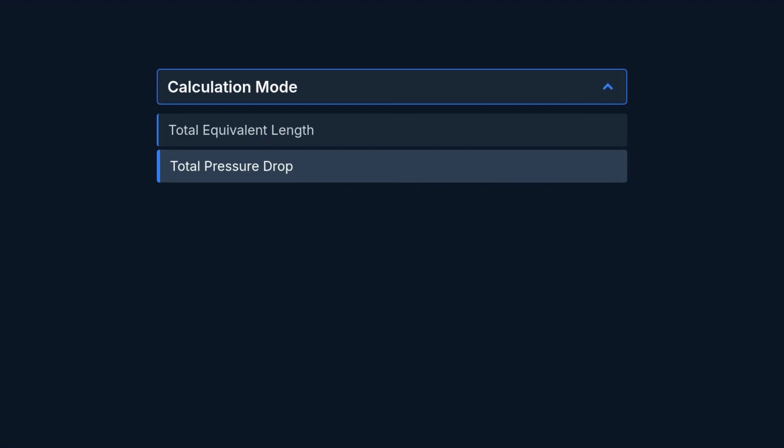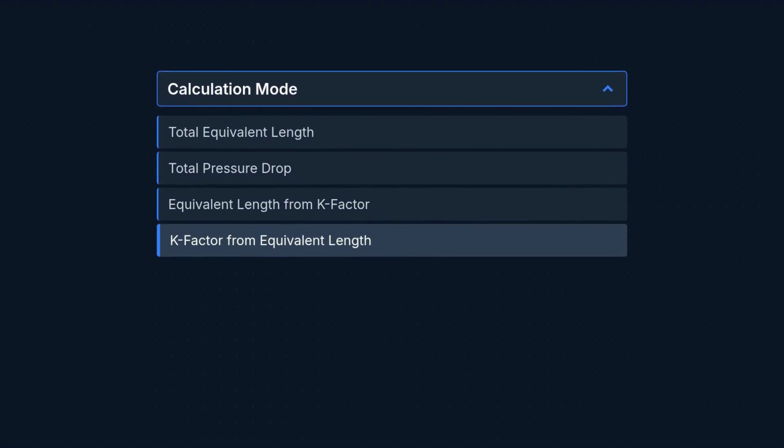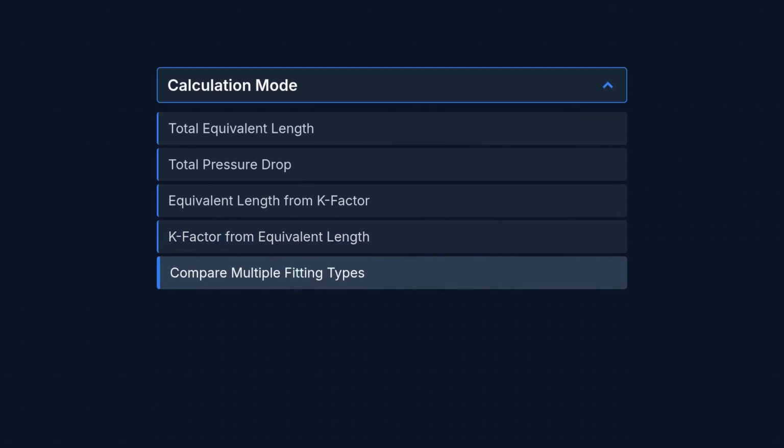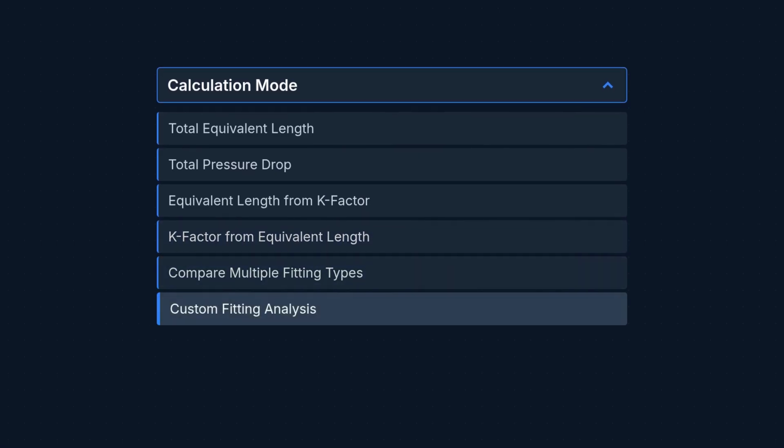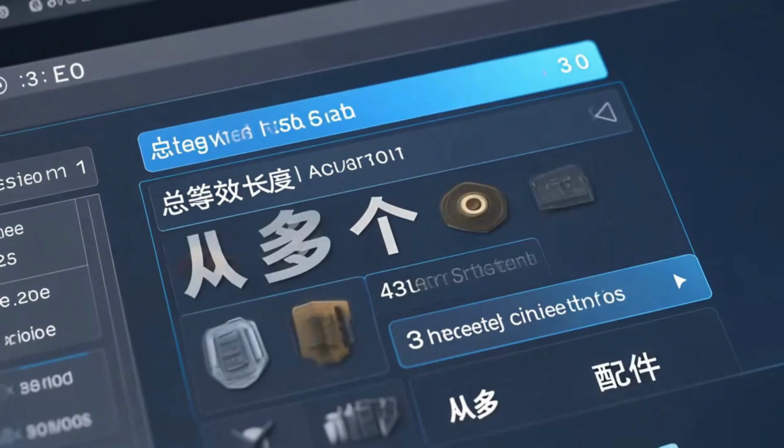Options include total equivalent length from multiple fittings, total pressure drop with fittings, equivalent length from K-factor, K-factor from equivalent length, compare multiple fitting types, and custom fitting analysis. For this demonstration, we're using total equivalent length from multiple fittings.